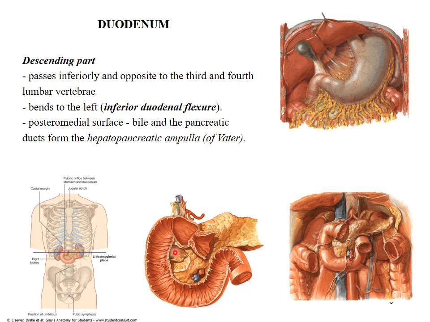ducts, bile duct and pancreatic duct, which in the wall of the descending part fuse and form the hepatopancreatic ampulla of Vater, and this ampulla opens on the major duodenal papilla.